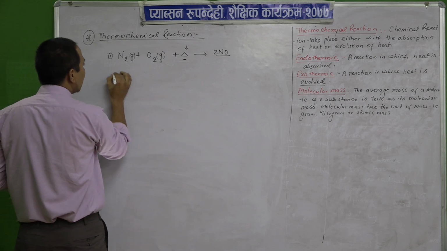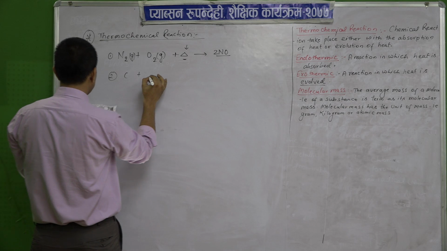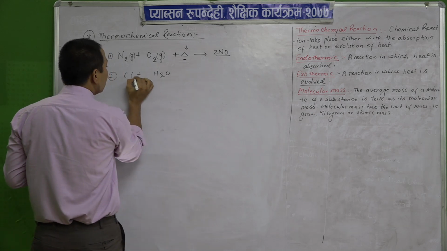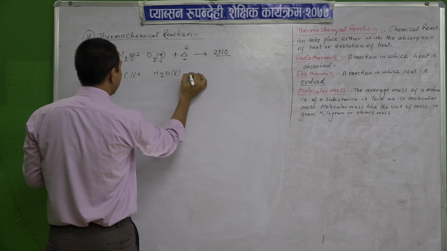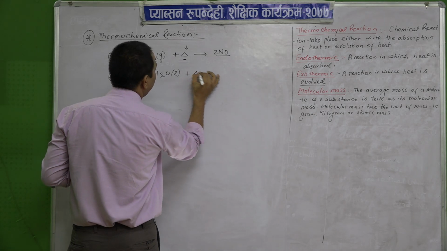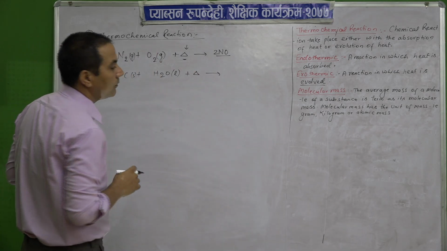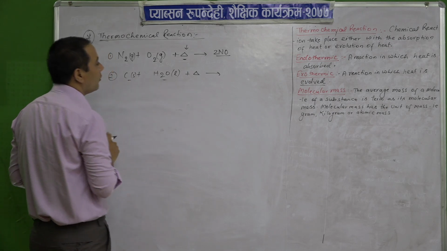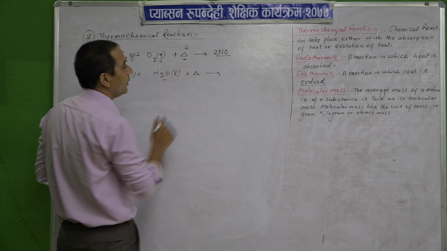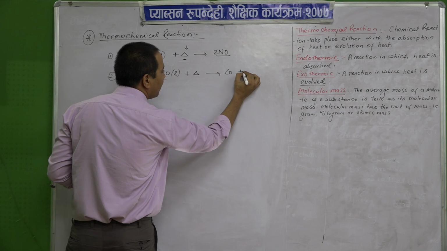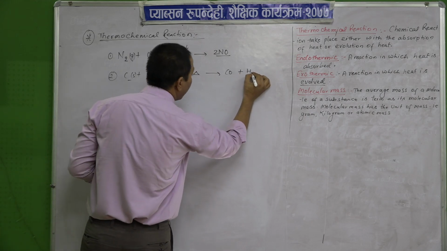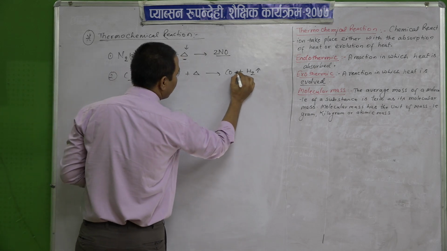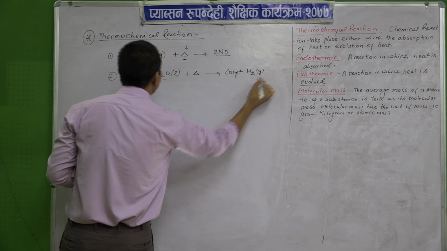So, that is one of the examples of endothermic reactions. Let us take another example: C carbon plus H2O, water. Carbon is solid, water is liquid. So, when these react with heat, what will it form? It will form carbon monoxide plus hydrogen gas. Let us write it like this: carbon monoxide plus hydrogen gas.